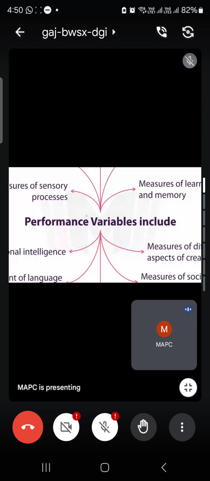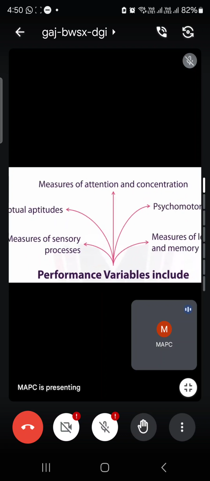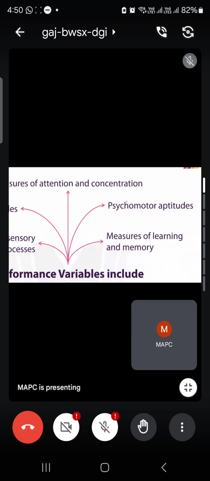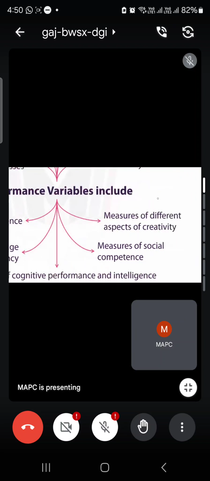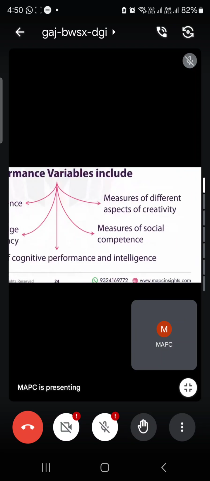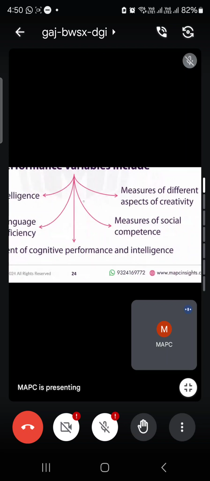The performance variable includes measures of sensory process, perceptual aptitudes, measures of attention and concentration, psychomotor aptitudes, measures of learning and memory, measures of different aspects of creativity, whether the person is creative or not, and measures of social competence, assessment of cognitive performance and intelligence.